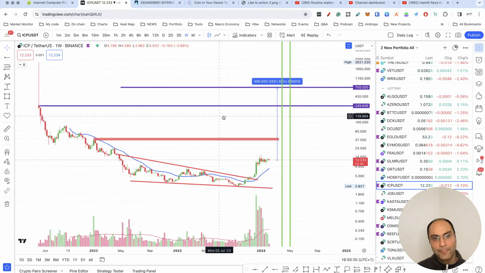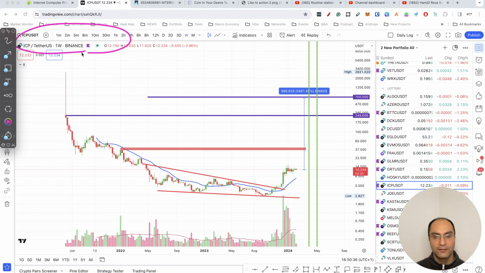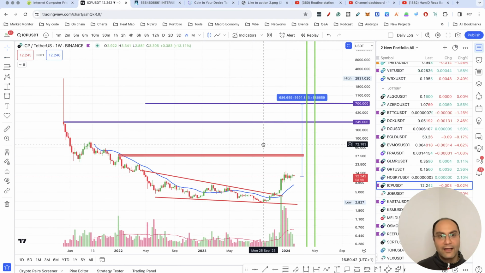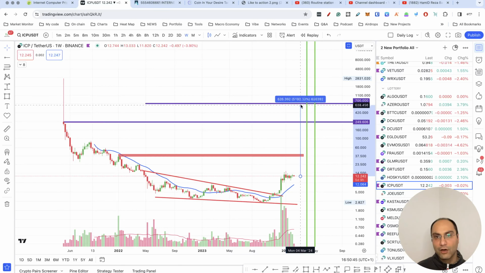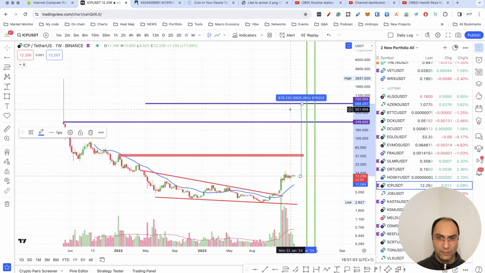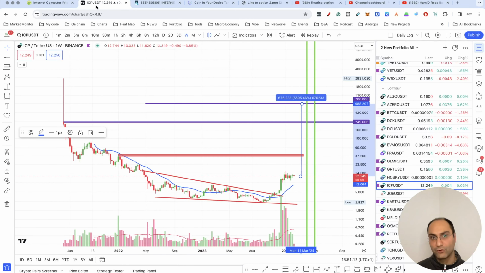Let's focus on this chart. The price of ICP at the time of recording, from the Binance data source, is $12.23. And this is the reported all-time high from CoinGecko for ICP, around $700. It means from the current price we would need around 5,600% gain, which is not possible. And the reason behind it is the huge increase of the circulating supply for this coin.